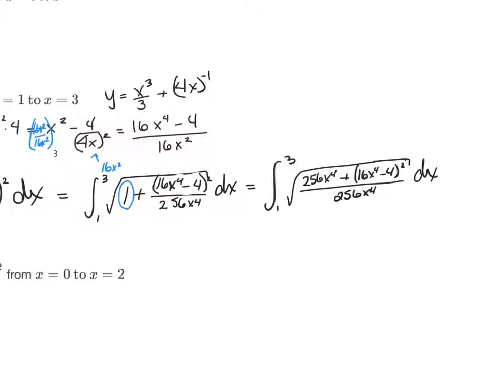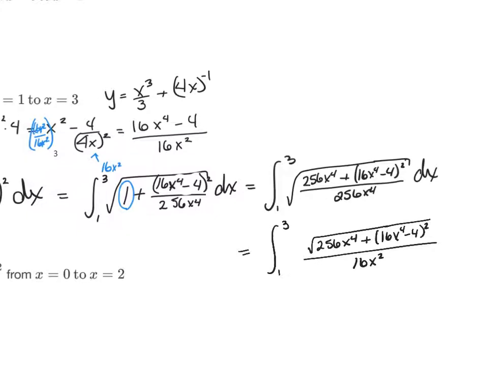Now I'm going to go ahead and pull out that 256x to the 4th. So this is going to be equal to the integral from 1 to 3 of the square root of 256x to the 4th plus 16x to the 4th minus 4 squared, all over 16x squared dx.